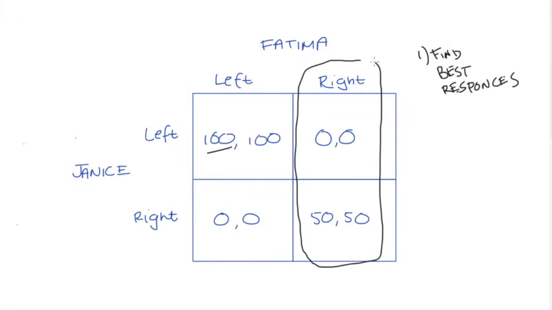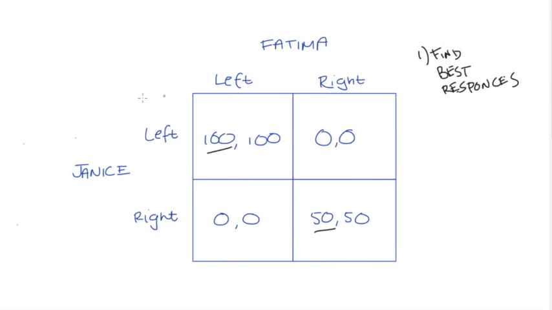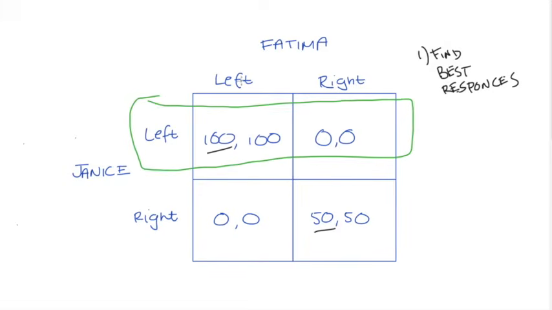If Fatima goes right, then Janice could go left, in which case she would get 0. Or if Janice went right, she would get 50. So the best response is to go right here because 50 is greater than 0. Okay, let's switch it around and think about Fatima's best responses to Janice's possible actions. Well, if Janice goes left, we're on this row here. Fatima could go left and get 100 or right and get 0. And so left is our best response.